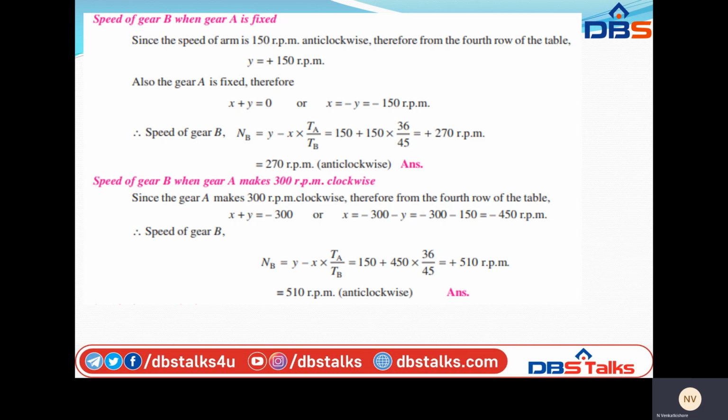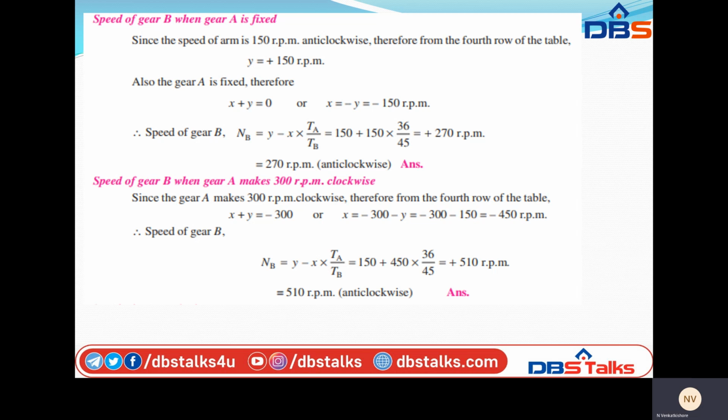When gear A is rotating at 300 rpm clockwise, gear B is rotating at 510 rpm in the anti-clockwise direction. Since we know that in this epicyclic gear train, one end is fixed, the two gears are attached in a simple gear train. So in the simple gear train, when one gear is rotating clockwise, the other gear will be rotating anti-clockwise. Those are all things we know.